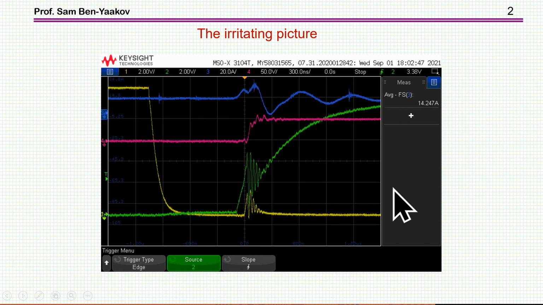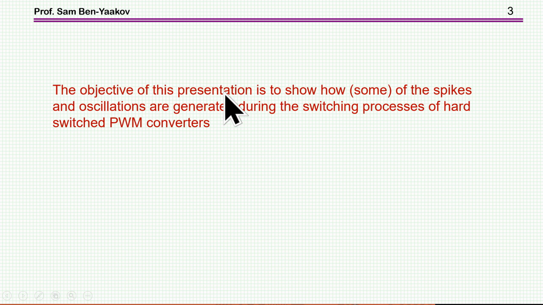Workers in power electronics are accustomed to seeing waveforms like this, oscillations, spikes, which are very irritating. The objective of this presentation is to show how some of the spikes and oscillations are generated during the switching processes of hard-switched PWM converters.